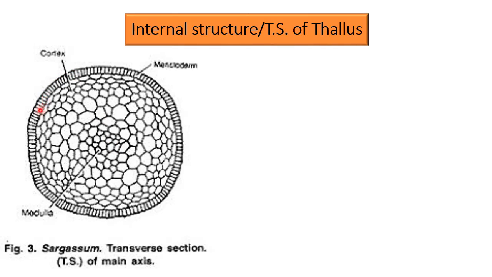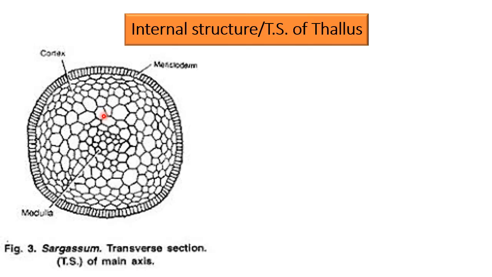The meristoderm is made up of a single layer of closely packed cells. You can see the cells are closely packed, with no intercellular space between. The cells are meristematic in nature, that means they can divide. The cells contain chromatophores and perform photosynthesis. This layer can store food materials.